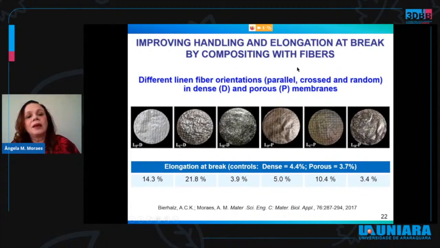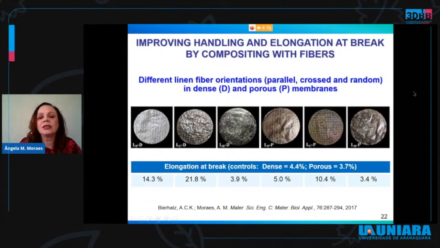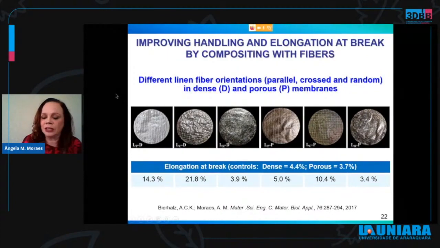Afterwards, we thought about analyzing the effect of compositing these types of membranes with fibers to try to improve the elongation at break. And we analyzed the effect of linen fiber in different orientations, as we show here for dense or porous membranes. We had the fibers in parallel, crossed, and random orientation, and we saw that we could in fact improve significantly the elongation at break compared to the controls, reaching almost 22% in the case of fiber orientation in a crossed way in the dense membranes.